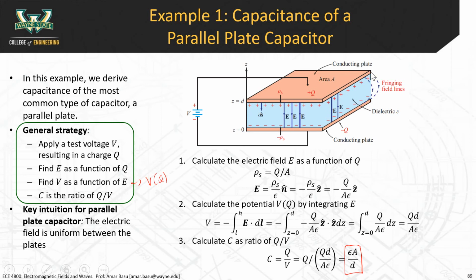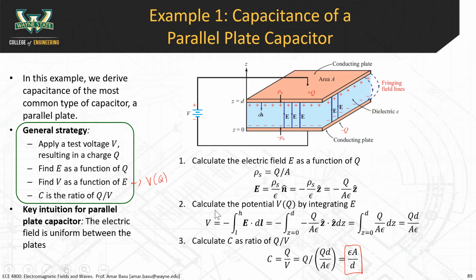There is an exception. There are some fringing field lines here on the outside like this, but we don't bother calculating those. If you need to calculate those, you have to use a simulator or other more complex models. We're just looking for the electric field in between there. So the first step, we calculate the electric field as a function of Q.